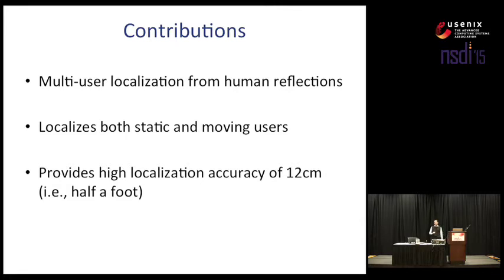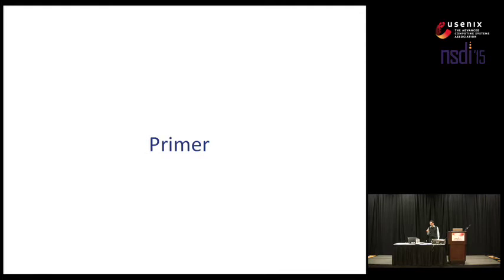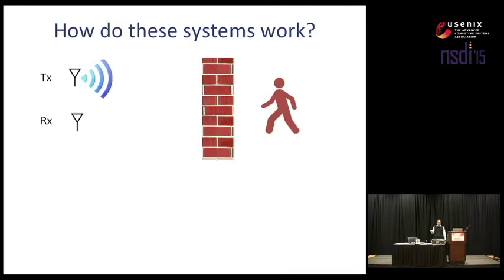The way these systems work is by using wireless reflections. So they have a transmit antenna and a receive antenna, and they will shine a wireless signal, which will reflect off the human's body, and then it will come back. And what they want to do is use this signal in order to localize the person. And the first step to do that is to compute the distance to the person.